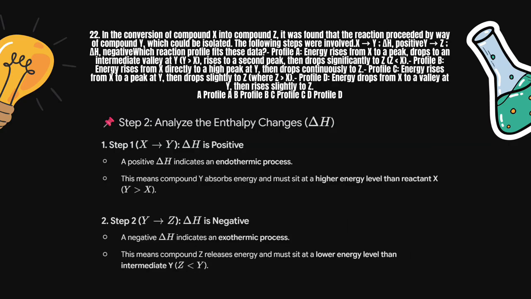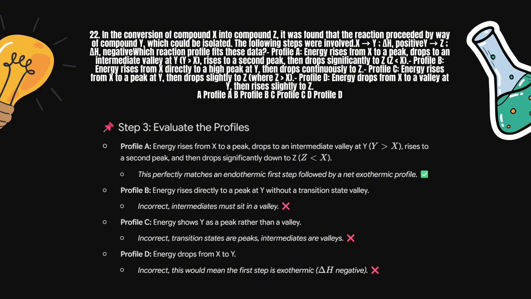Step 2, look at the enthalpy change. The first step, X to Y, has a positive delta H, meaning it's endothermic, so Y sits higher than X. The second step, Y to Z, has a negative delta H, meaning it's exothermic, so Z sits lower than Y. Step 3, match the profiles. The profile matches perfectly: energy rises from X to a peak, drops to a valley at Y, where Y is greater than X.